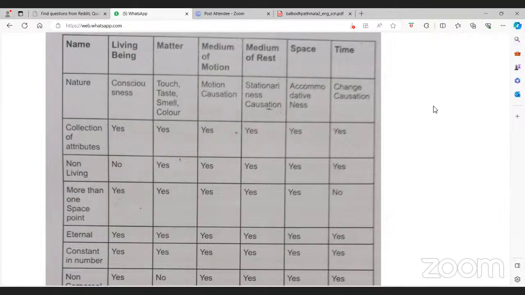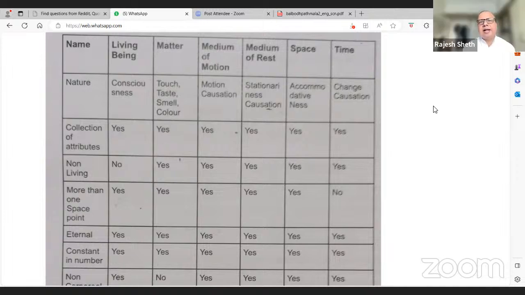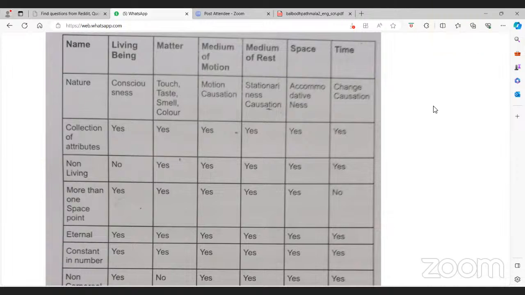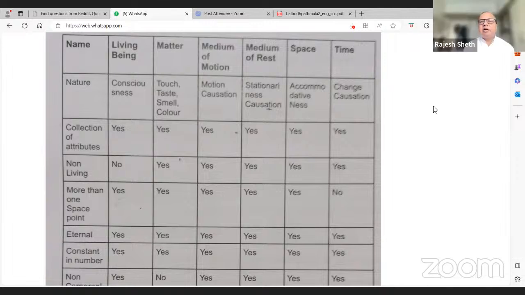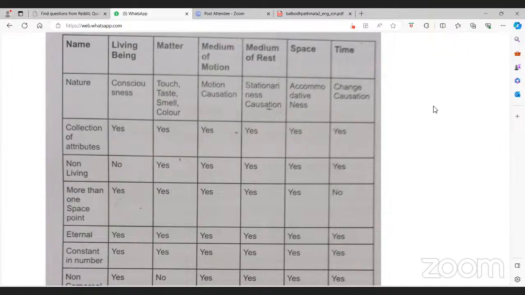You can read from the chart, no? Accommodativeness. Right. And the last one, time. Change causation is the nature of time. That is the cause of moving from one place to another. Right. Okay. So now you know this.